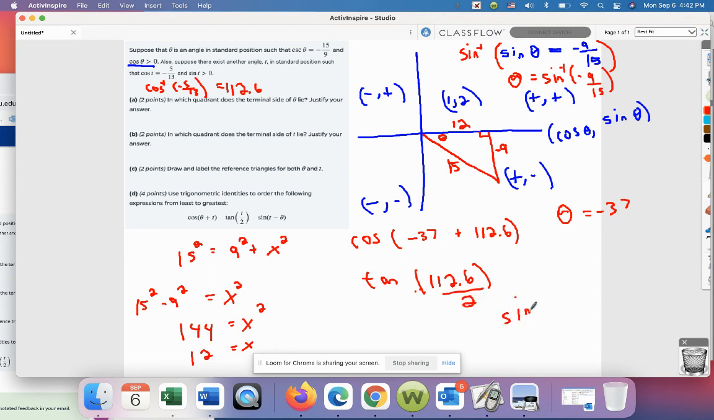And sine, well, my t is, what's my t again? Let's make it 113 this time because they're not very close to each other. So 113 minus, actually it's going to be minus a negative 37. That's it. And so now put these in your calculator and just order them from least to greatest.